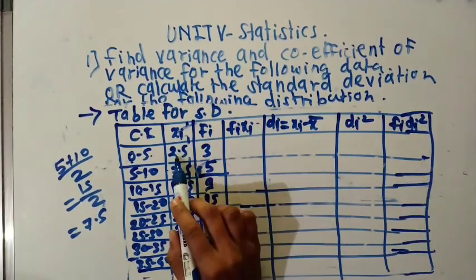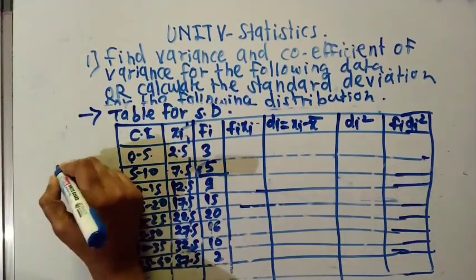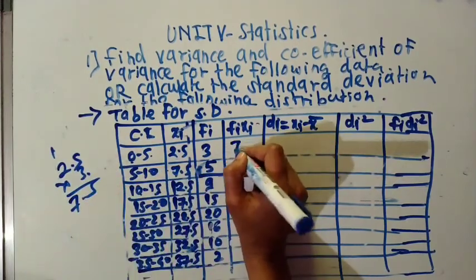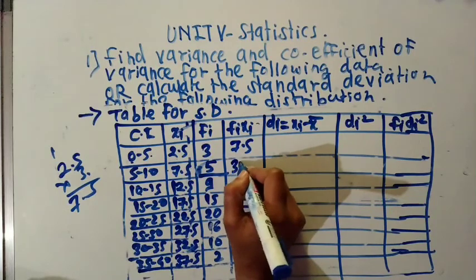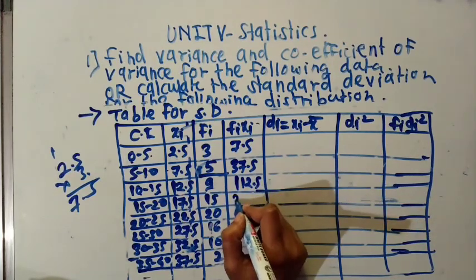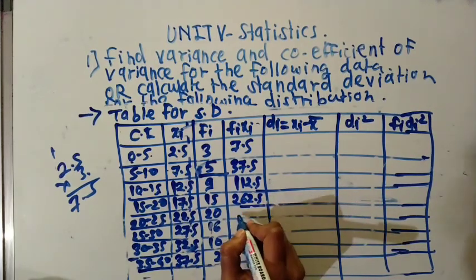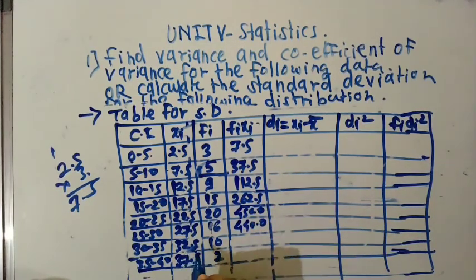Find out fi into xi: 2.5 into 3 is 7.5. Then this into this is 37.5, then 112.5, then 262.5, then 415, then 440, 325 and 37.5.